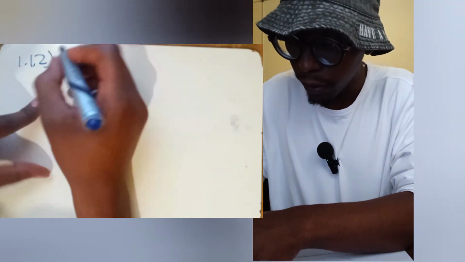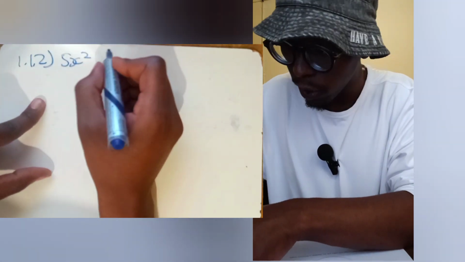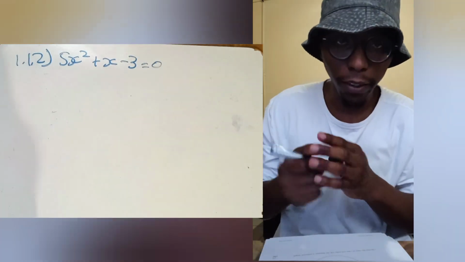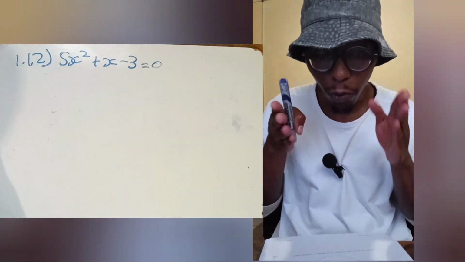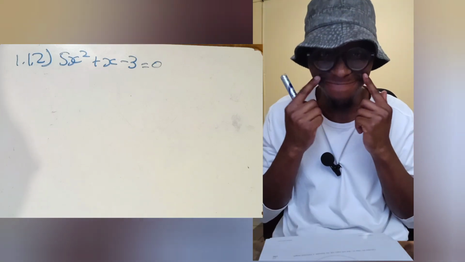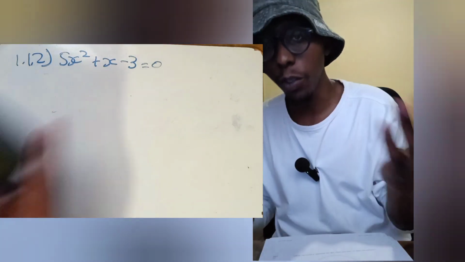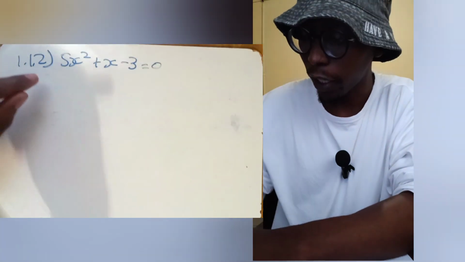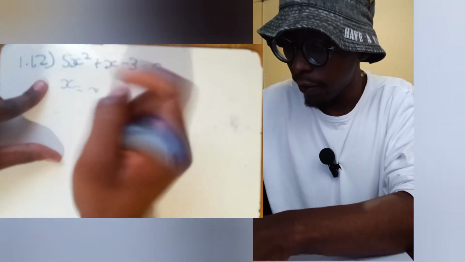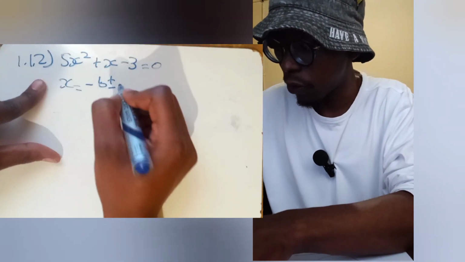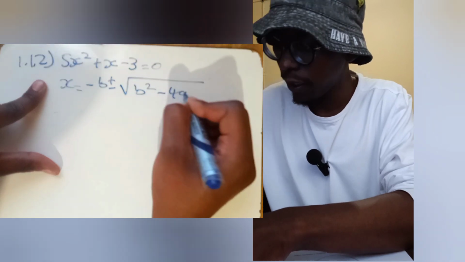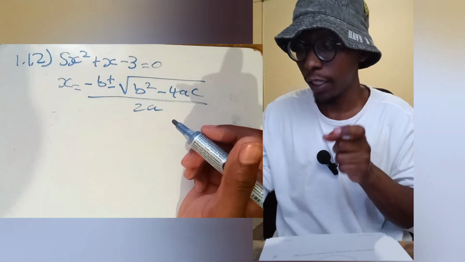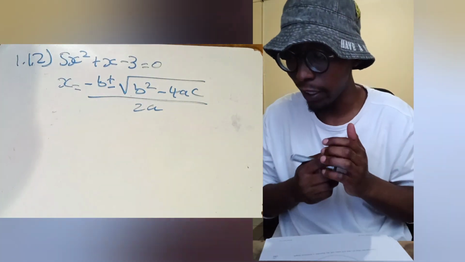And then let's tackle 1.1.2. Still solving for x: 5x squared plus x minus 3 will give me 0, and I must correct to 2 decimal places. Whenever you see these brackets that say correct to 2 decimal places, you must smile, because that means you simply use your calculator. But before you use your calculator, you must write down the quadratic formula: x equals minus b plus or minus the square root of b squared minus 4ac, all over 2a. You don't have to know this formula by heart, because you can get it from the formula sheet, if they give you one.